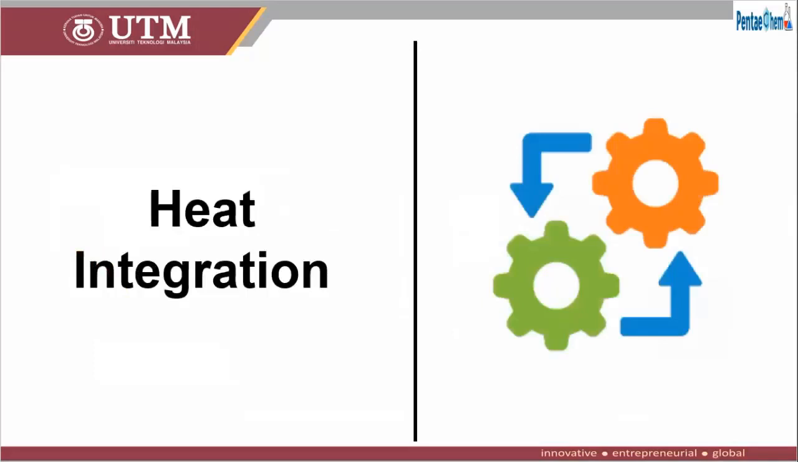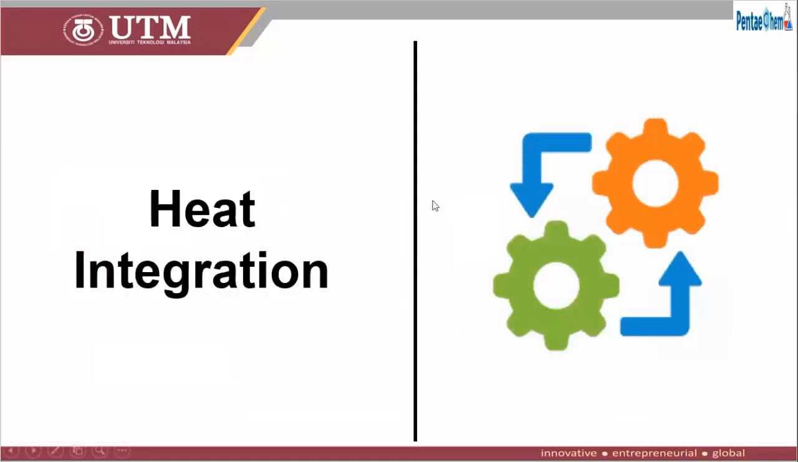So now we will explain on the heat integration. These are the details of streams for heat integration. Initially, we have 3 hot streams and 2 cold streams. First round of heat integration, we decided to consider only H2, H3, and C1 streams in our process heat integration. Meanwhile, H1 and C2 were eliminated.